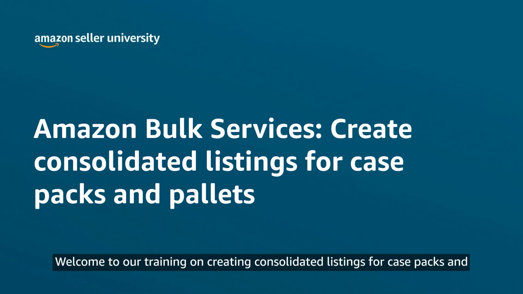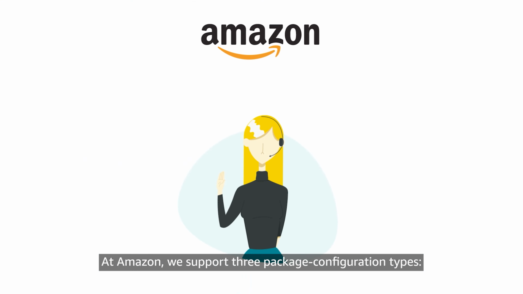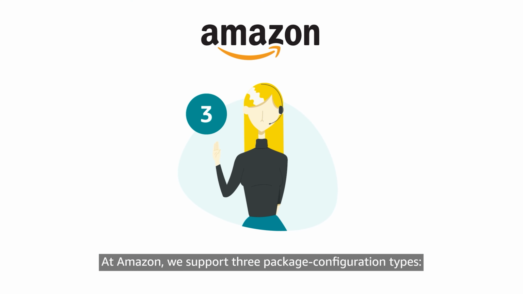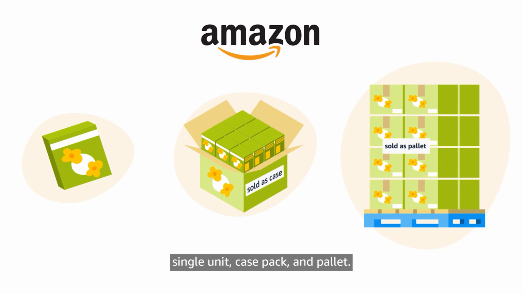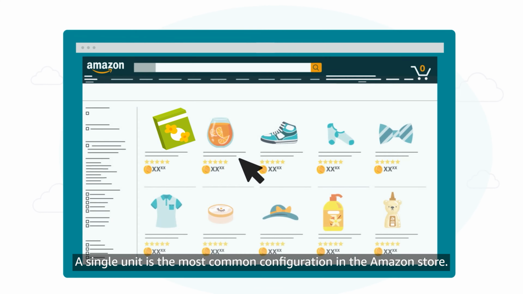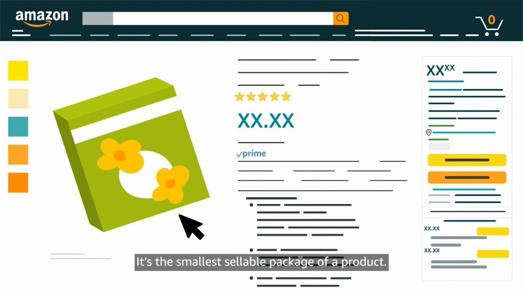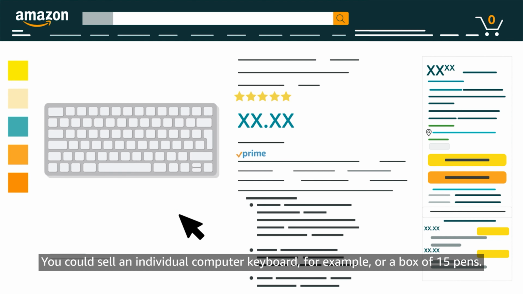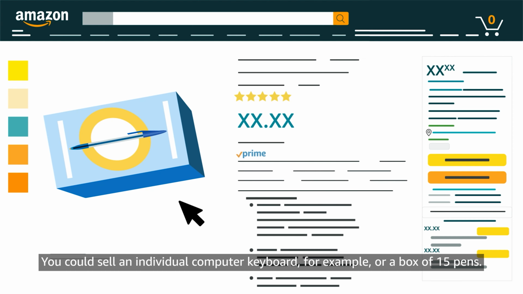Welcome to our training on creating consolidated listings for case packs and pallets through Amazon Bulk Services. At Amazon, we support 3 package configuration types: single unit, case pack, and pallet. A single unit is the most common configuration in the Amazon store. It's the smallest sellable package of a product. You could sell an individual computer keyboard, for example, or a box of 15 pens.